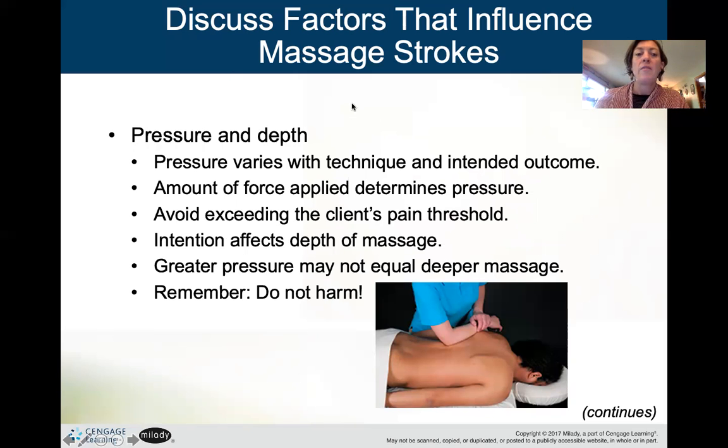Okay. And then the pressure and the depth. Some techniques are just naturally lighter than others. Most of them you can adjust by how much weight you are putting, hopefully weight more often than muscle, into the stroke. And that is going to depend on your desired outcome. Are they just trying to relax, or are they really trying to fix some of the issues that's going on with their right arm?